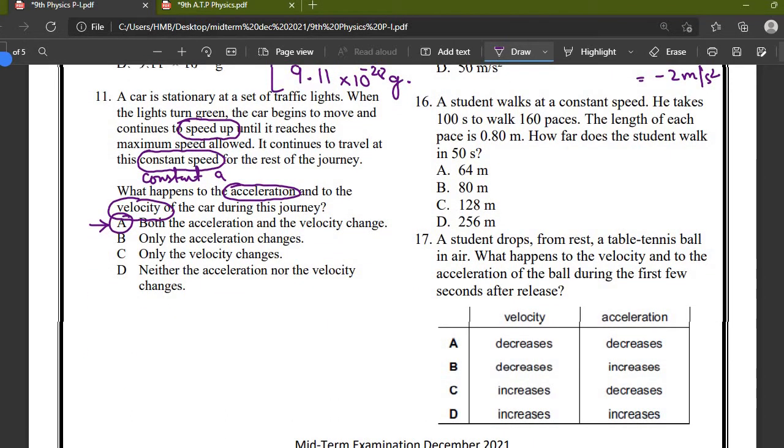A student walks at a constant speed. He takes 100 seconds to walk 160 steps.